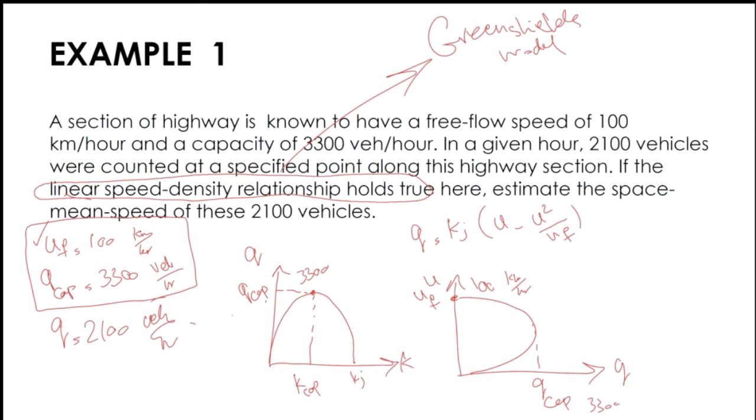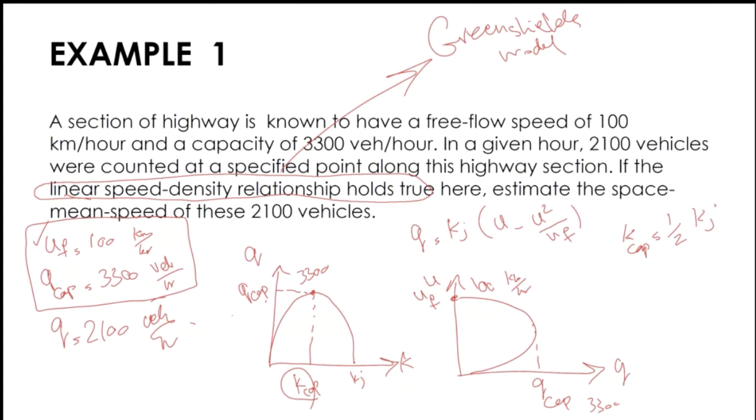So we said in the previous slides that one of the interesting properties of Greenshields model is that K capacity is always half of Kj. So if I somehow find this K cap, and if I just multiply it by 2, I would be able to get Kj, right? But how can I get K cap here?